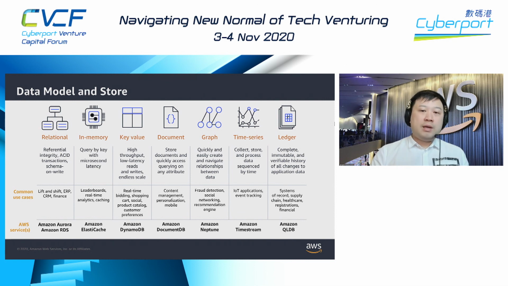Use Amazon DynamoDB if you need a key value NoSQL database. Or you can adopt DocumentDB, which is compatible with MongoDB, for document database, Neptune for graph database, Timestream for time series, and Amazon Quantum Ledger Database for immutable data records or transactions.